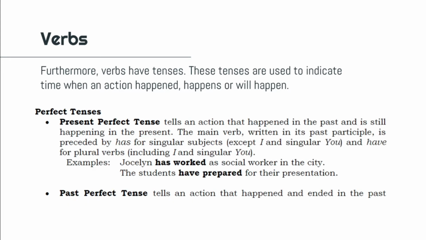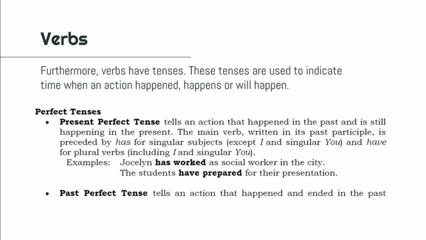Let's have perfect tenses. Present perfect tense tells an action that happened in the past and is still happening in the present. The main verb, written in its past participle, is preceded by has for singular subjects, except I and singular you, and have for plural subjects, including I and singular you. Let's take for example, Jocelyn has worked as a social worker in the city. Another example, the students have prepared for their presentation.